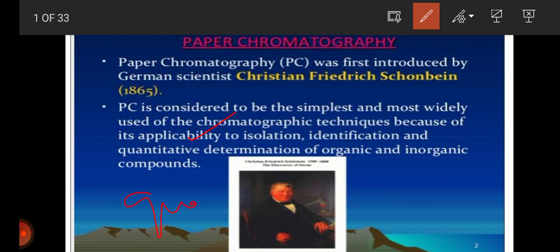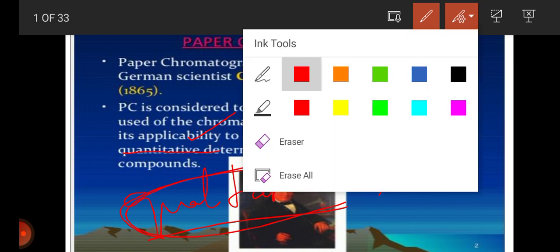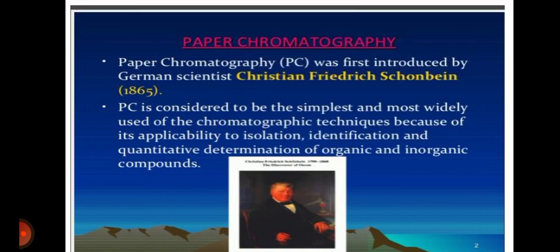I told you one more term you have to know. The term is qualitative analysis. What do you mean by qualitative analysis? Here you are only going to identify the analyte. That means you identify which analyte is present in qualitative analysis, and how much amount of analyte is present, what the quantity is, you determine in quantitative analysis. So that is the difference between qualitative and quantitative analysis.